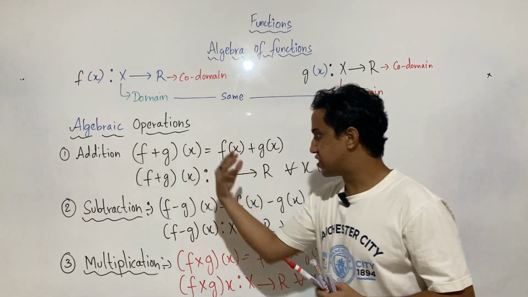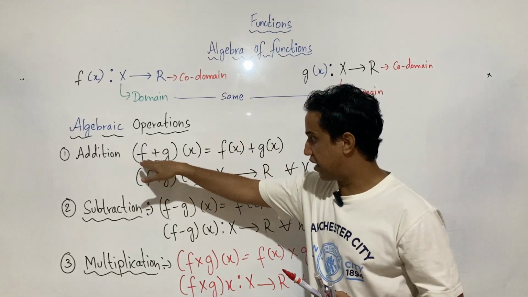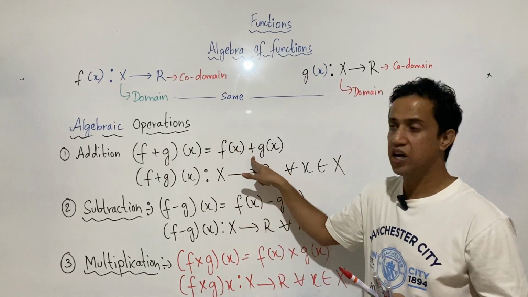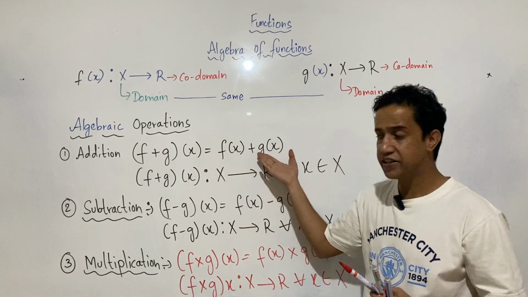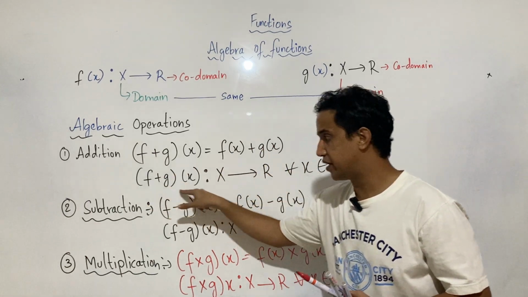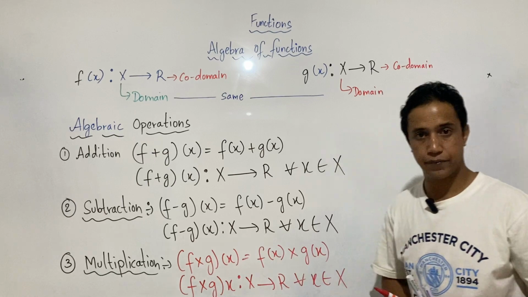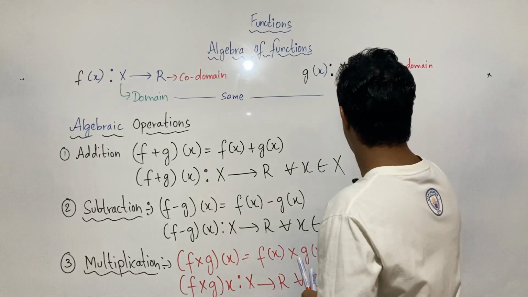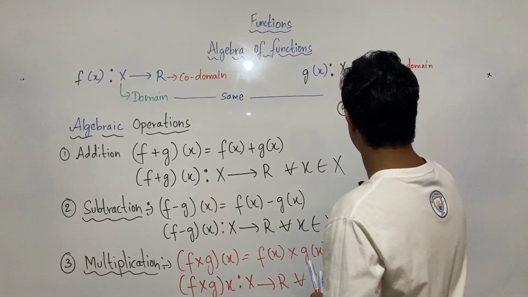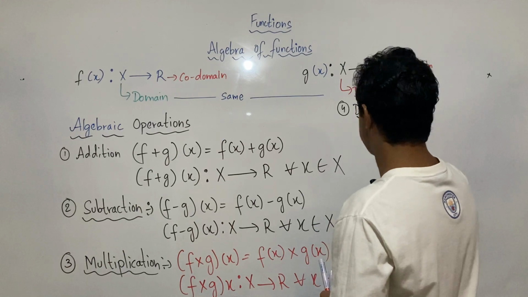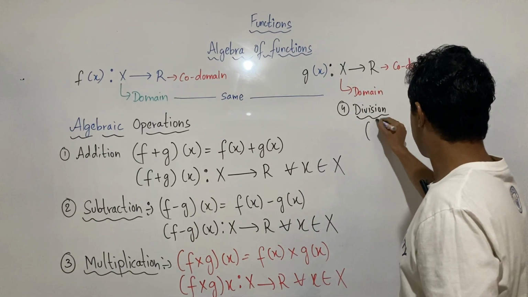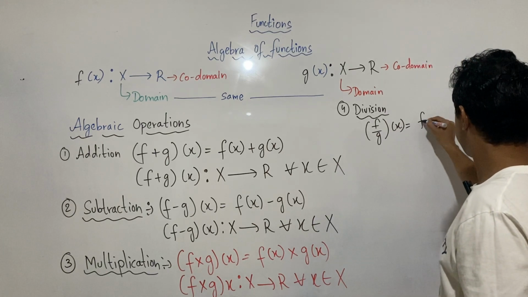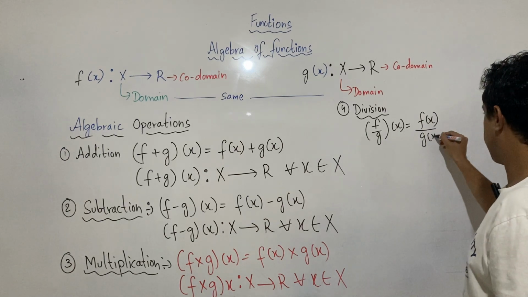See here, this is just the addition of two functions, where we have separated the functions and in between we just put the plus sign. This is the mathematical representation, and the same goes for the others. The last one that we can do is division. You can represent it this way: (f divided by g)(x) is going to be f of x by g of x.